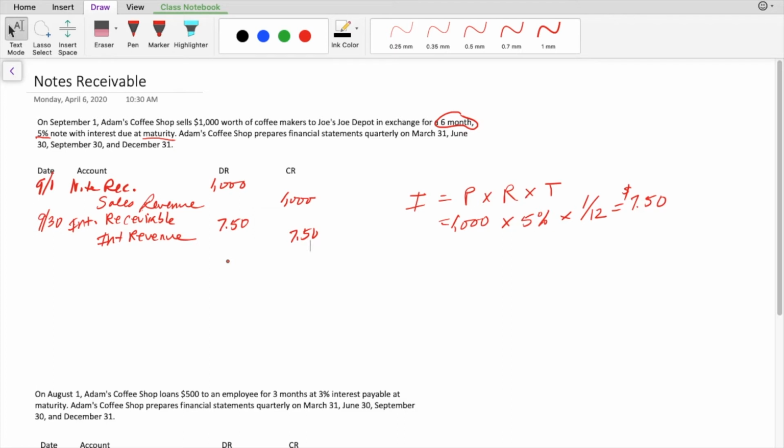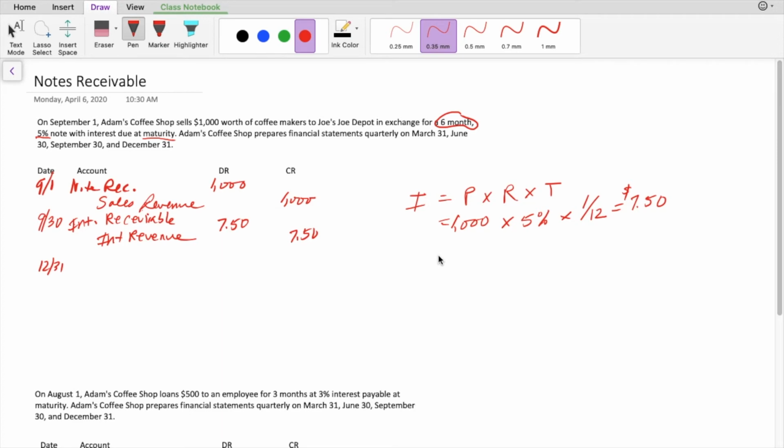After September 30th, what's the next date that I care about? The next date I care about will be December 31st. December 31st is the end of the year, but it's also the end of the quarter, and so I'm going to be putting together financial statements again. Once again, I'm not going to get any money here. I'm not going to get paid until the end of this time period of 6 months. But I do need to record the fact that I've earned revenue and that the customer owes me interest.